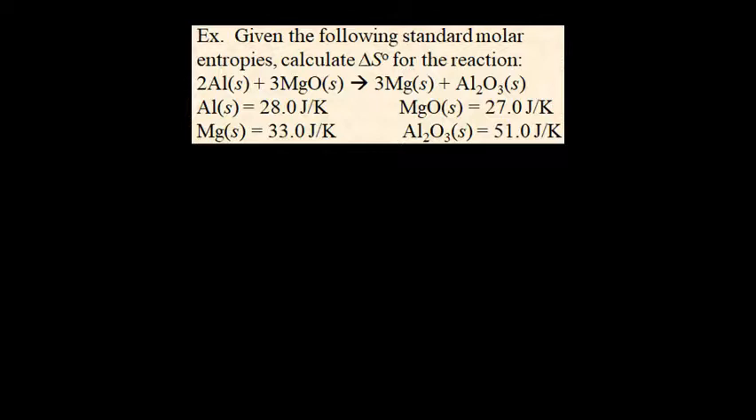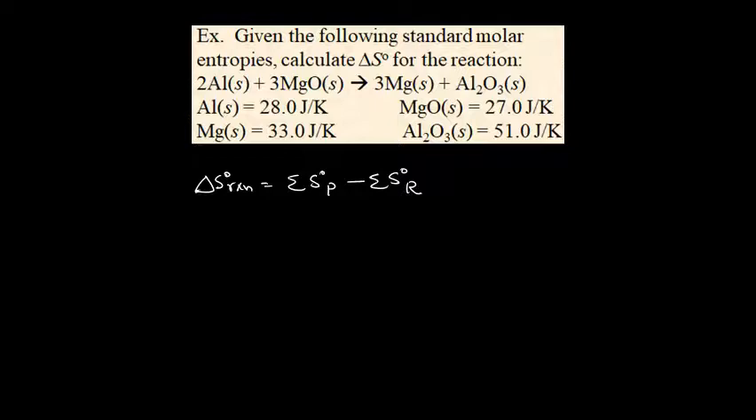And now let us see an example. Given the following standard molar entropies, calculate delta S for the reaction: 2Al solid plus 3MgO solid gives 3Mg solid plus Al2O3 solid. So all the standard values are given. So let's go ahead and substitute in the formula. We know the formula for the delta S of reaction equals sigma of S products minus sigma of S reactants.